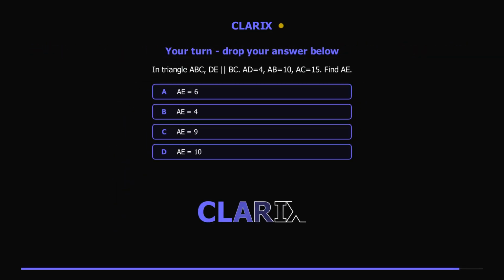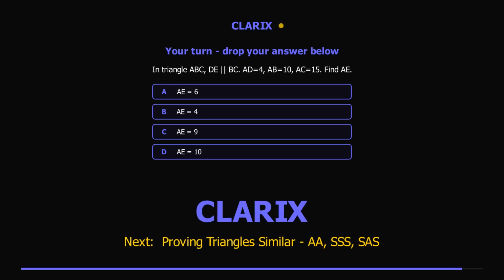Next video, we turn similarity into a toolkit. 3 quick criteria, AA, SSS, and SAS, that prove two triangles similar without checking all 6 parts. It's how you find the height of a tower from its shadow.